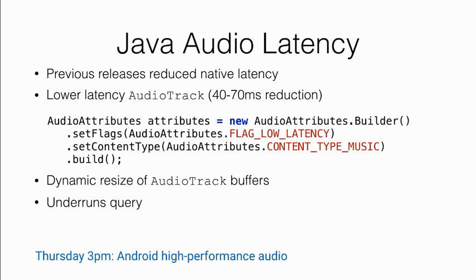The audio team, the media team, has been working really hard in previous versions of Android to reduce audio latency. Most of that work previously was done in the native levels of the system. And in N, they worked on reducing the latency of audio in the upper levels. So you can expect, depending on your device, of course, a 40 to 70 millisecond latency reduction when you play audio.